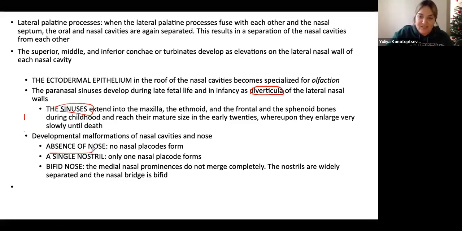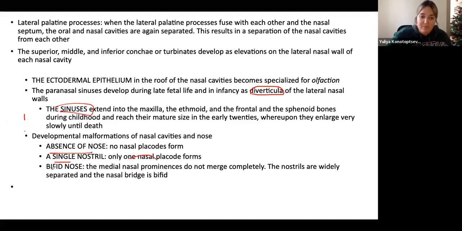So basically she has difficulties with breathing, right? Because she's breathing through her mouth only, as there is no nose. The air is not moisturized properly. She's a bit more prone to infections, the respiratory infections as a result of it. So yeah, if you don't have a nose, you have no nasal placodes whatsoever. A single nostril, some people have just one opening. That means that you only had one nasal placode.